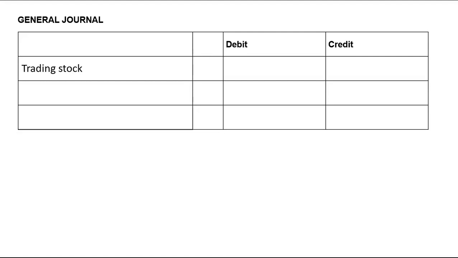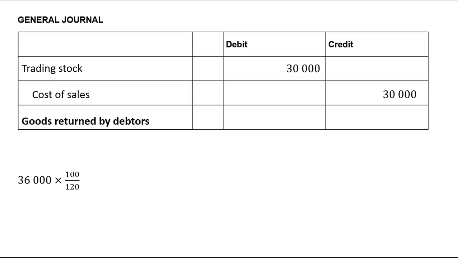Now, to calculate cost of sales here, you take 36,000, multiply it by 100, and divide it by 120, which is 100 over 100 plus markup. That will give you 30,000 rand. Cost of sales will decrease. Cost of sales will only decrease by the cost price of goods that were returned. That's it. And I explain this.